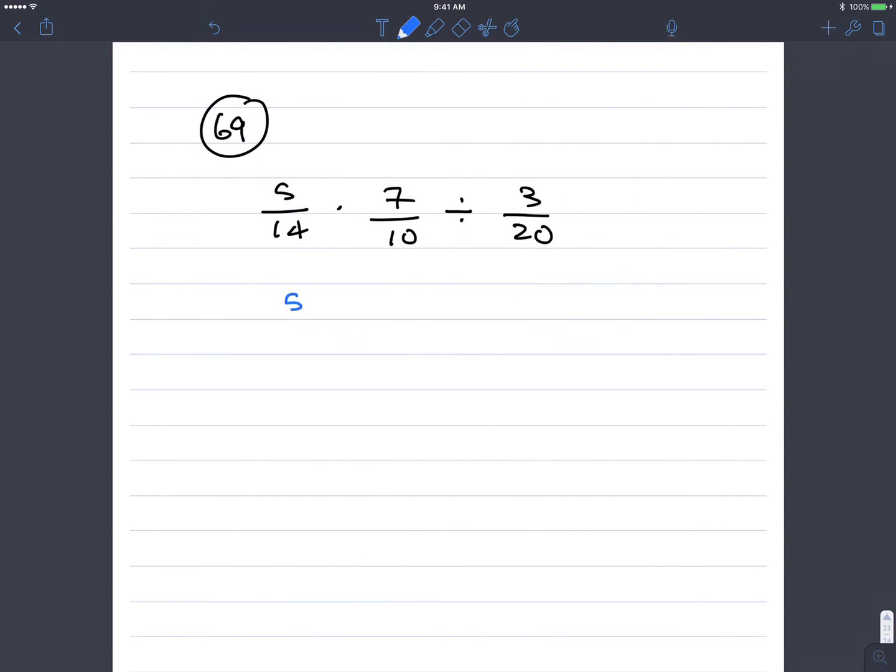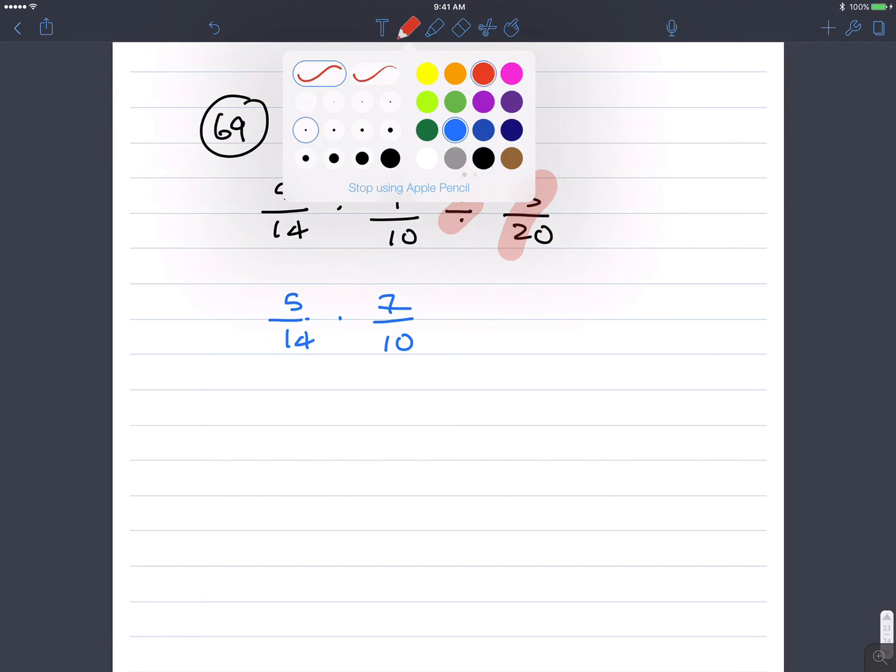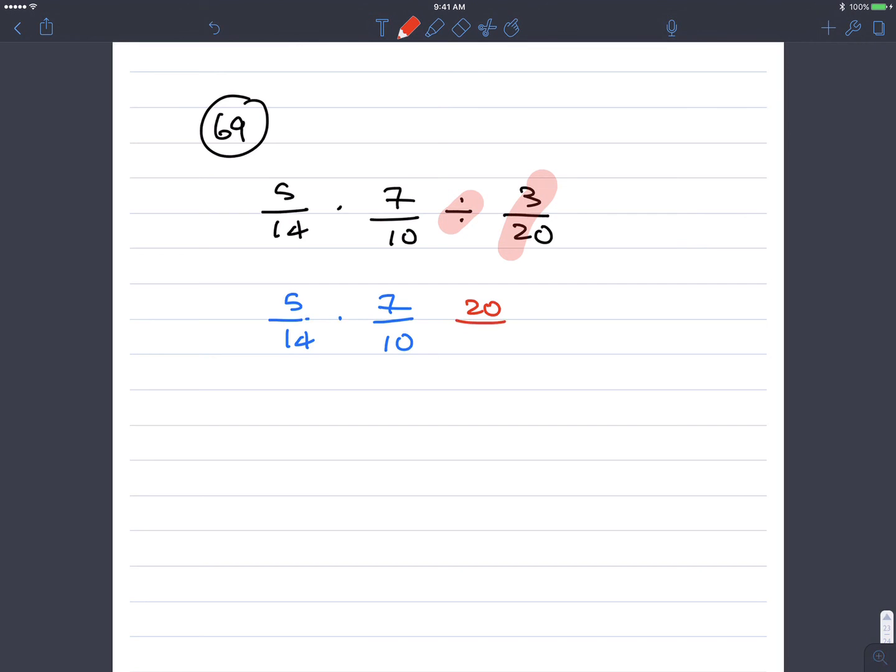Here we go. 5 over 14 times 7 over 10. And now don't forget we have division here of 3 over 20. We're going to flip that over. 3 over 20 is actually 20 over 3, and we're going to multiply. So don't forget, when we multiply fractions, we multiply horizontally across. So that's 5 times 7 times 20 over 14 times 10 times 3.